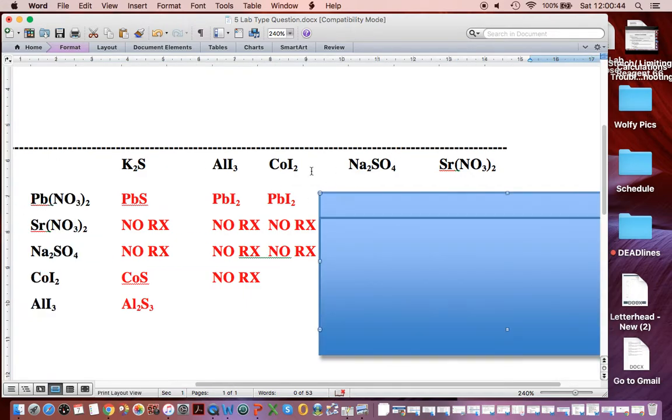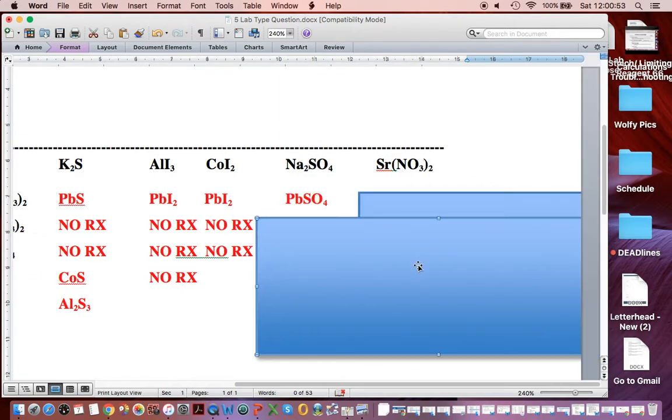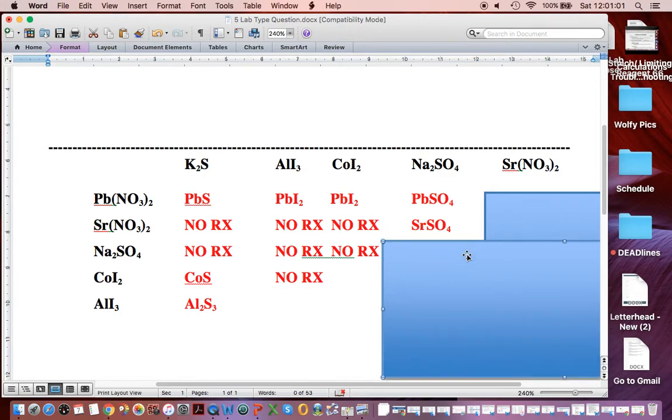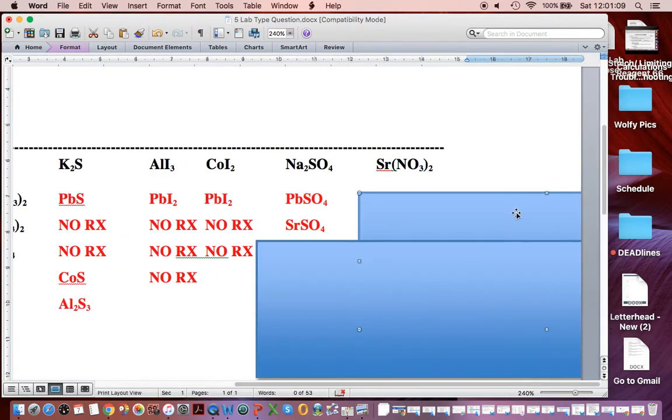So here we have sodium and nitrate, no way. Pb and SO4, let's check it out, should be a precipitate, and it is. And then we have strontium and sulfate, and sodium and nitrate. Sodium and nitrate can't precipitate, but strontium can. And our last thing is we have strontium nitrate, lead nitrate, and so we have nitrate as a common ion, so there's just no way. That'll be no reaction.